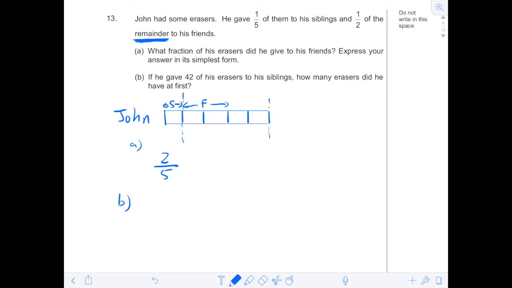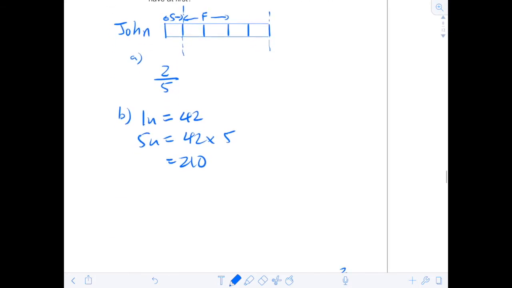Part B would be: if he gave 42 of his erasers to his siblings, how many erasers did he have at first? So this one is quite straightforward, because from the model you can see that his siblings received 42 erasers. So you know that 1 unit will be equal to 42. All you need to do is find 5 units. 5 units will be 42 times 5. It should give you 210.